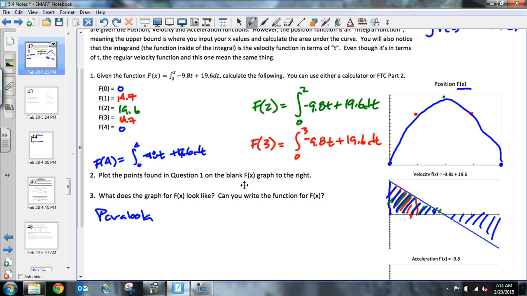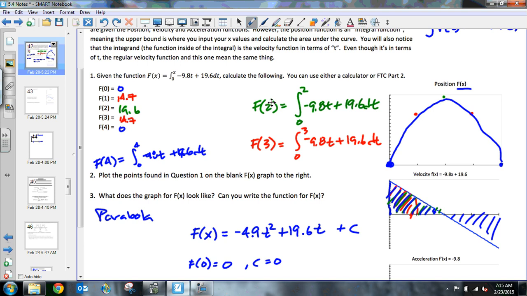Now, can we write the function for big F of x? Guys, we've done this problem before. We know that this position function is just the antiderivative of this. So big F of x is going to be negative 4.9 t squared plus 19.6 t. You could put the plus c here, but we already know a point on the function. What's our initial condition? At time 0, big F of 0 was equal to 0, so based on that, c is equal to 0. So we're disregarding the c a little bit, but that's the gist of what we're doing here.